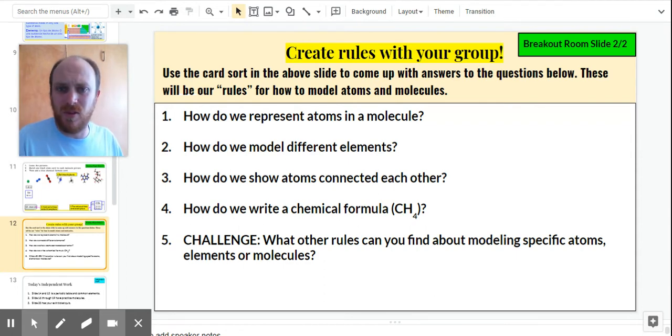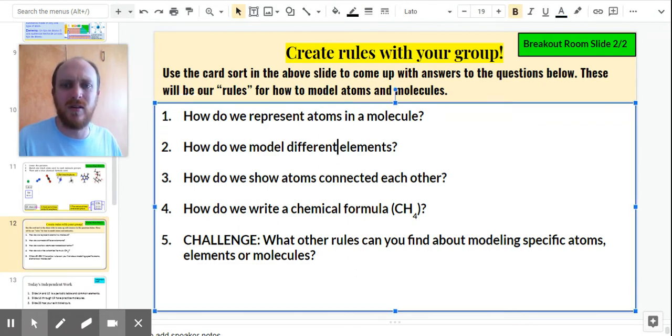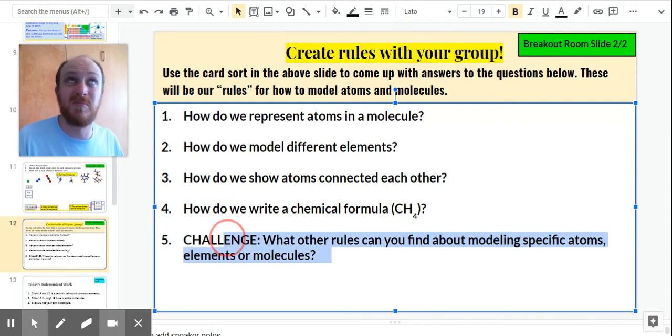But the thinking today is how do we represent atoms in a molecule? How do we represent different elements? How do we show atoms are connected to each other? How do we write a chemical formula? What are the rules for that? And then is there anything else you could figure out about specifically different types of atoms? How do we model them, etc.?